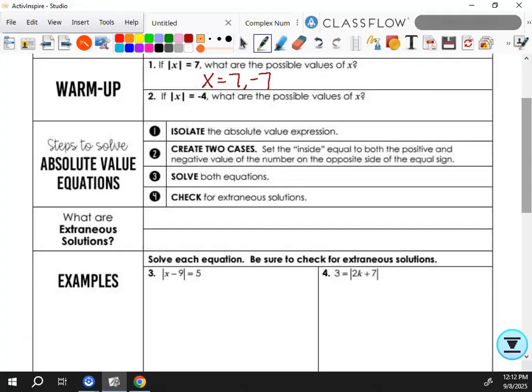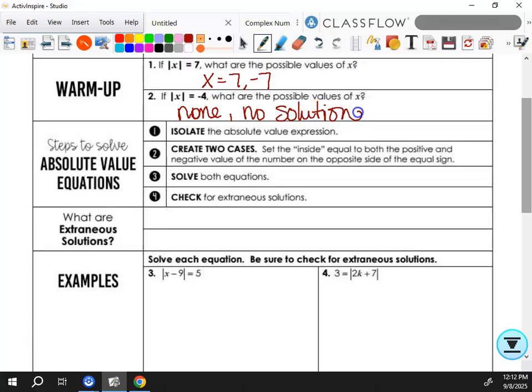So what about the absolute value of x equals negative 4? What could I put in there so that when I took the absolute value, I'd get a negative number? Is there anything I could put in there? No, because if you take the absolute value, it's literally always positive, right? So there are none, which means that here there is no solution.